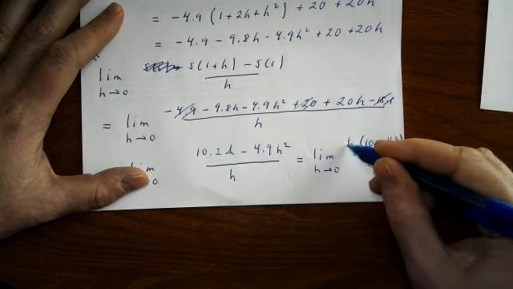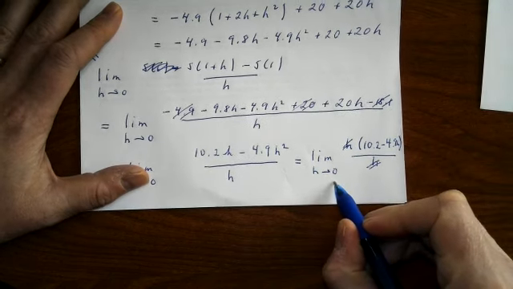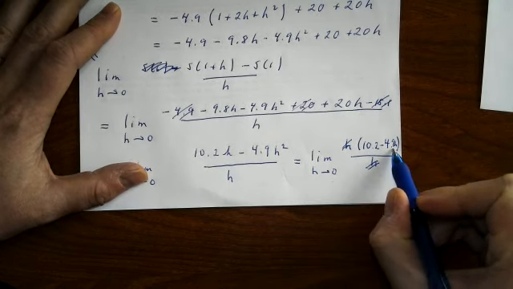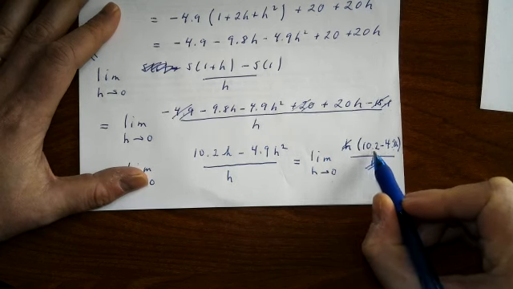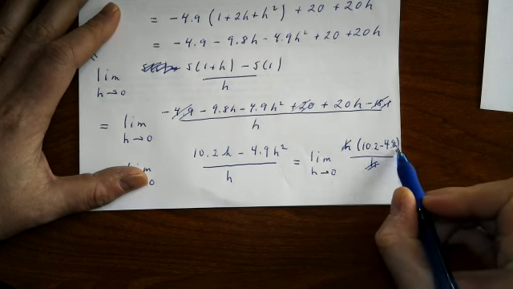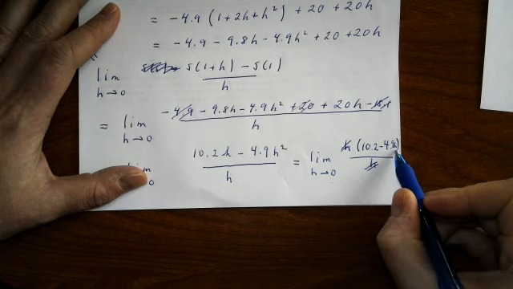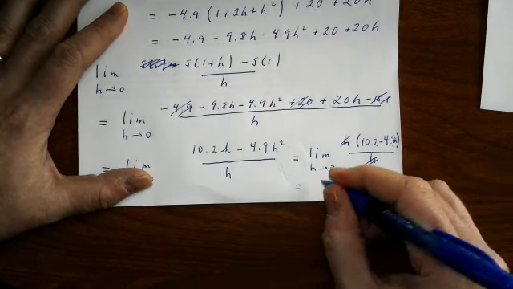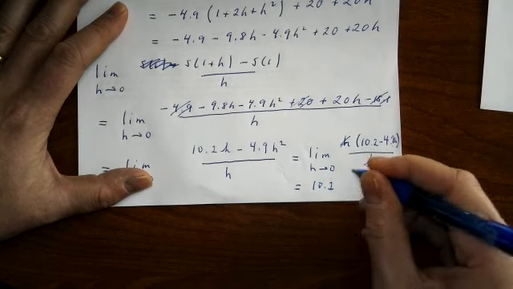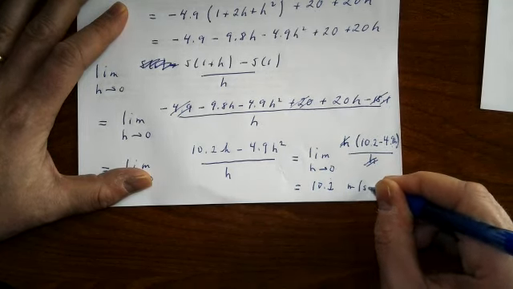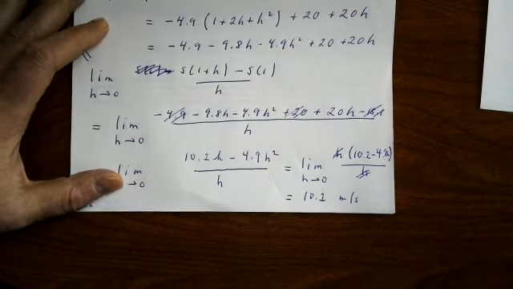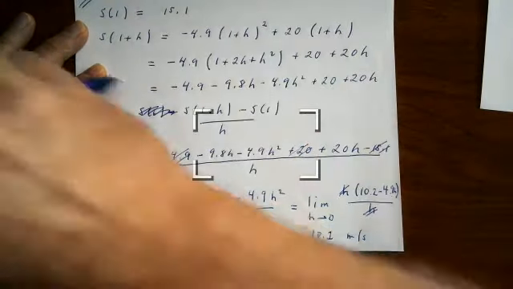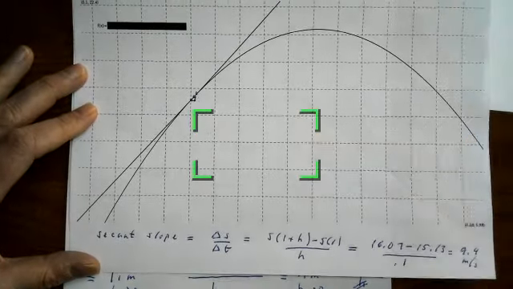The h's cancel because h is not equal to 0, it's close to 0. If I plug 0 in for h at this stage, I get 10.2 minus 0. This is 4.9h. If I plug 0 in for h, I get 0. So this is 10.2 meters per second. That is the exact velocity. By using the limit, we actually computed the exact velocity at time 1 second.